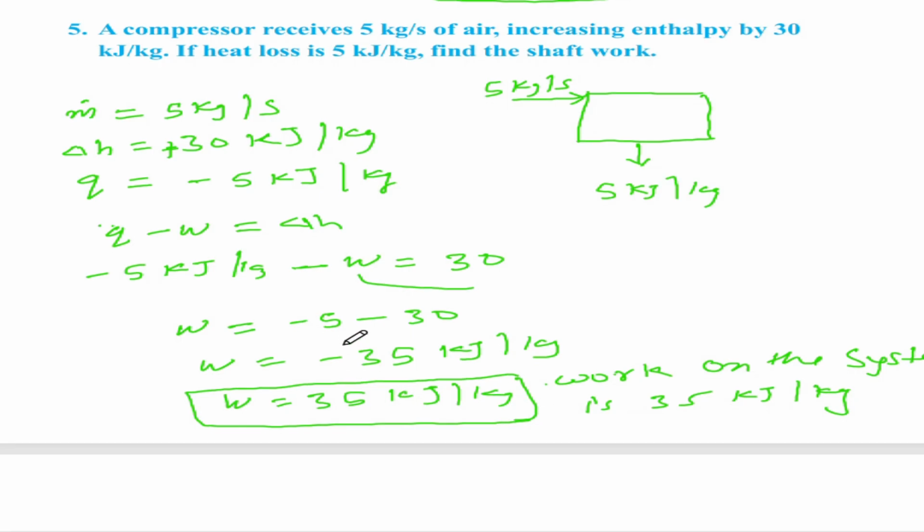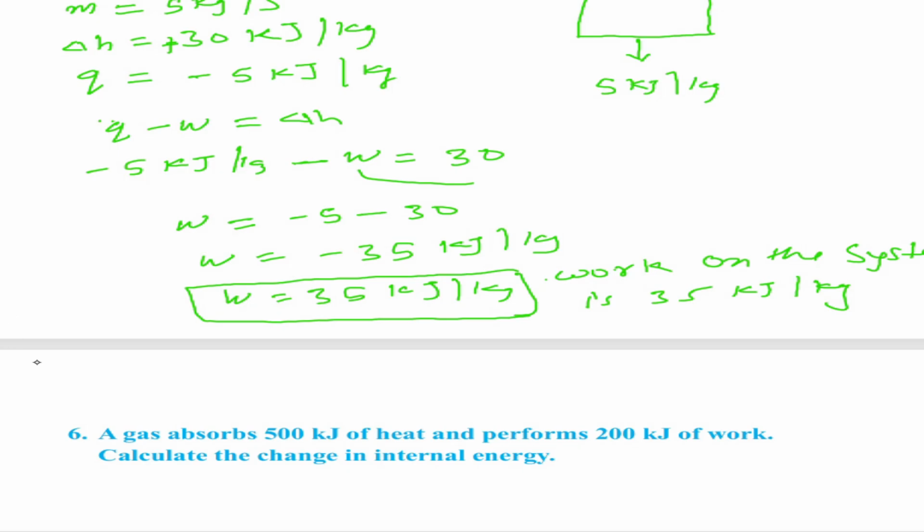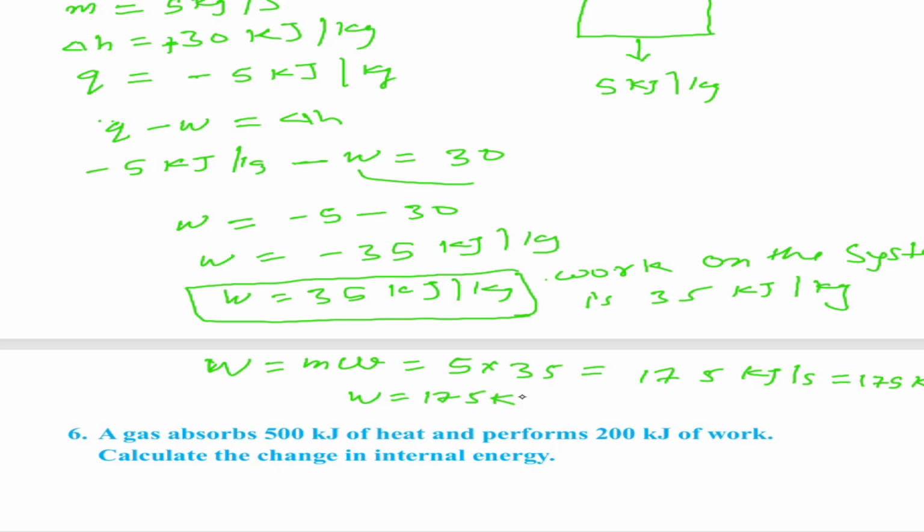But here the mass flow rate m is given, so I write small w for the specific work, and capital W is m into small w. Here this is given as 5 and this is 35, so this equals 175 per second, which is a watt. So W equals 175 kilowatt. This is the answer.